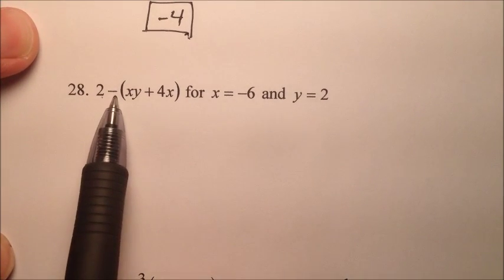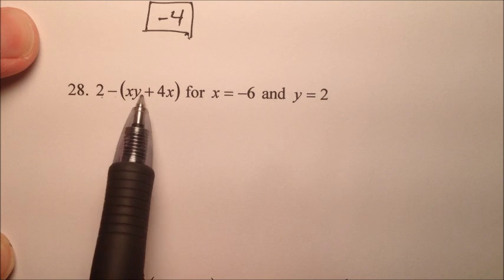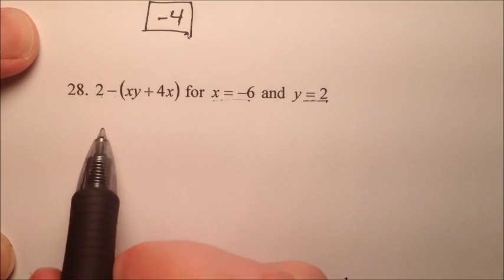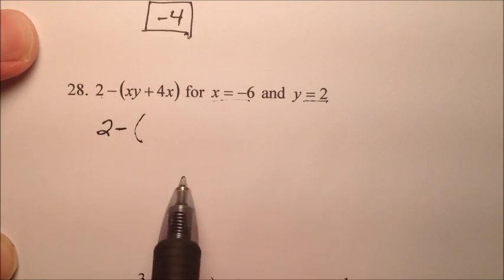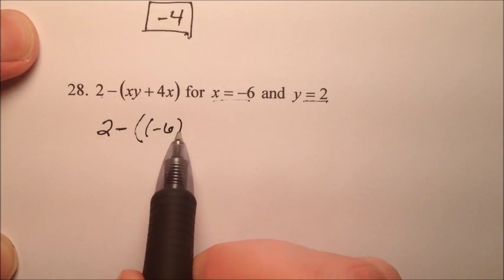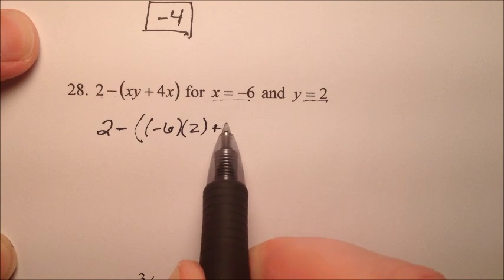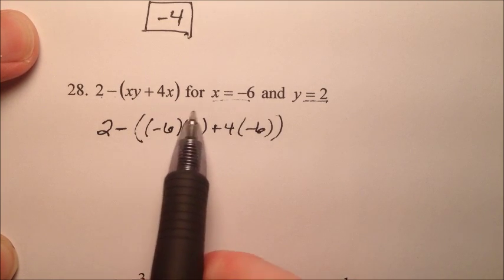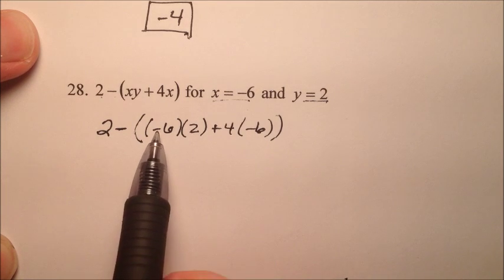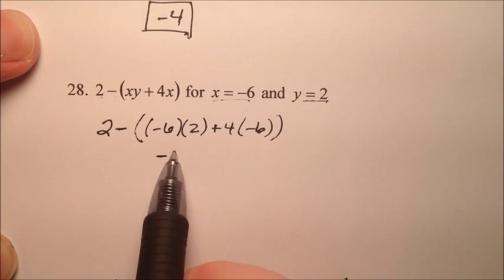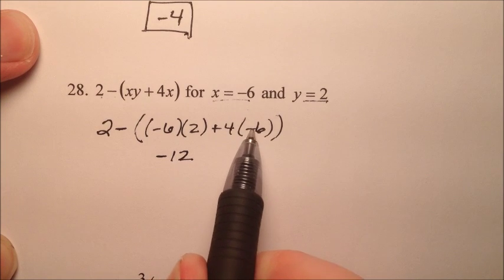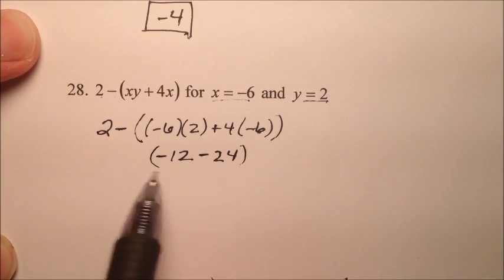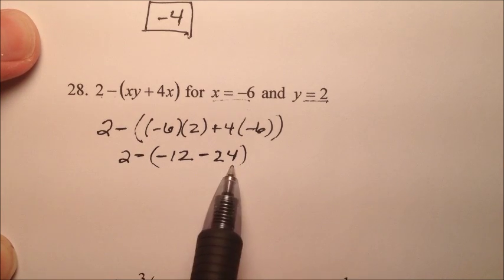28, we have 2 minus this quantity here, xy plus 4x. And we're going to use negative 6 for x and 2 for y. So 2 minus, and x is negative 6 times 2 for y, plus 4, and negative 6 for x. So let's work the parentheses inside here. So negative 6 times 2 will be negative 12, and then 4 times negative 6 will be negative 24. So that's all in parentheses still, and we have 2 minus that business.